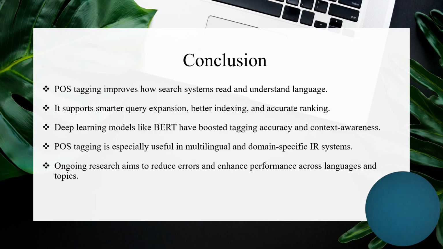Finally, POS tagging improves how search systems read and understand language. It helps support smarter query expansion, better indexing, and accurate ranking. Deep learning models such as BERT have boosted tagging accuracy and context awareness. It's also useful in multilingual and domain-specific IR systems. Ongoing research aims to reduce errors and enhance performance across languages and topics.